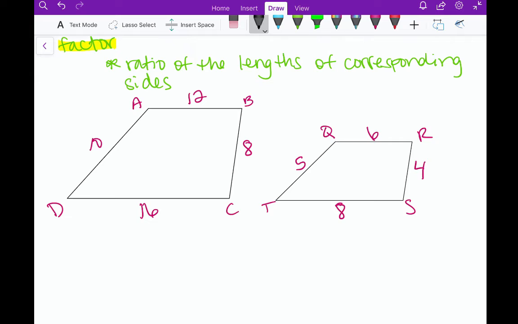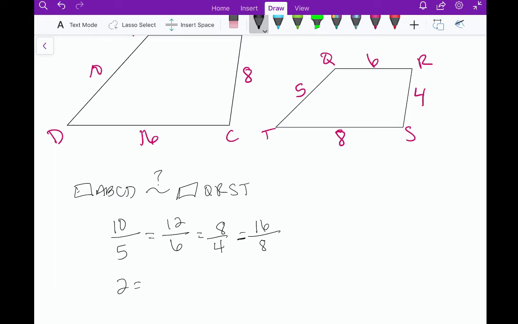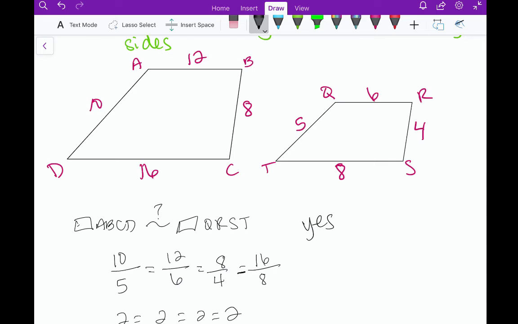And so in this example, we have quadrilateral ABCD, and we're trying to check if it is similar to quadrilateral QRST. What we're going to do is write the ratios and see if they're equivalent. So AD with the 10 should correspond to QT, which is 5. Then AB should correspond to QR, which is 6. BC should correspond to RS. And lastly, DC corresponding to TS. If I simplify all of these ratios, I get 2, 2, 2, and 2, or 2 over 1. So all of those ratios are equivalent. Therefore, yes, these are similar figures.